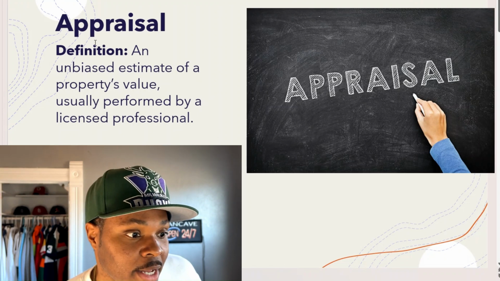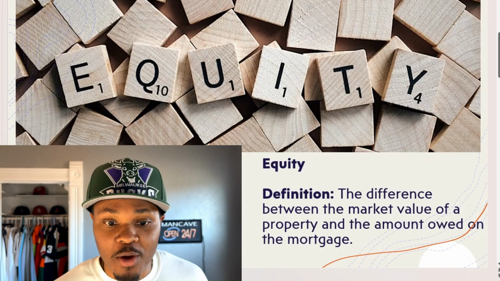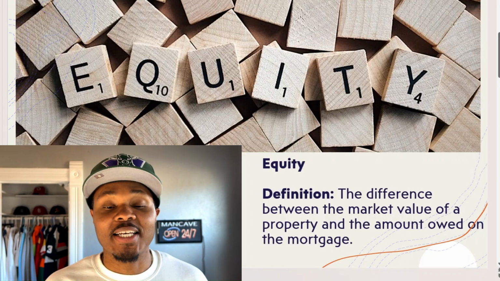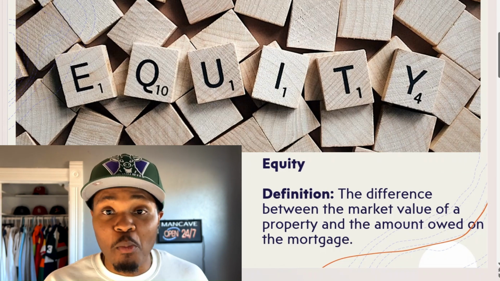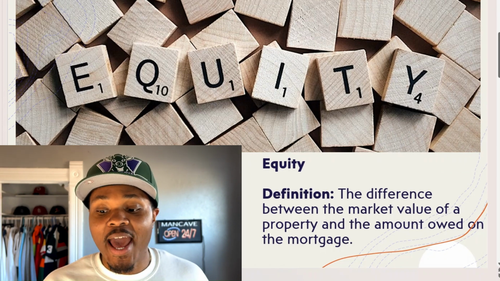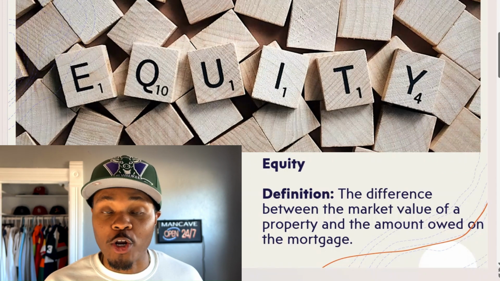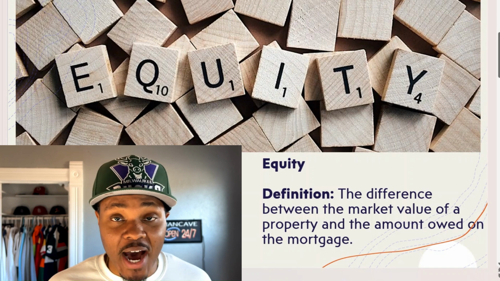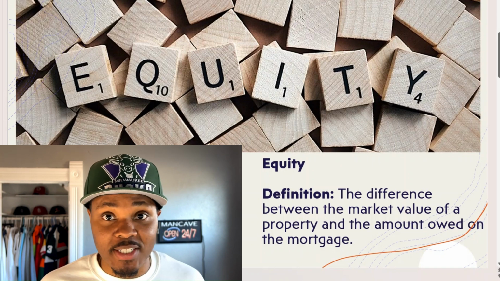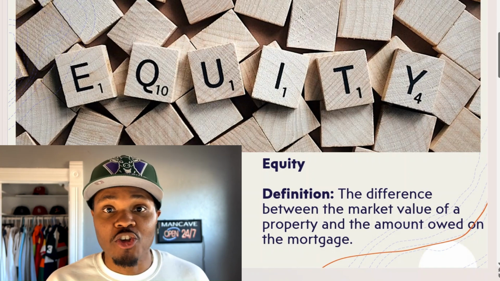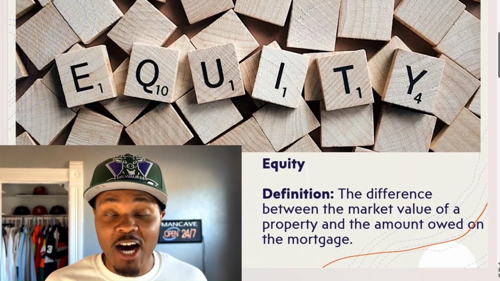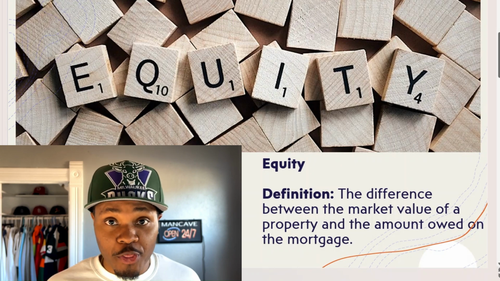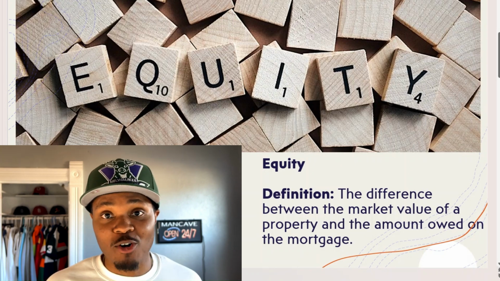The next word will be equity. What is equity? The definition of equity is the difference between the market value of a house and the amount you owe on a mortgage. So the market value of the house might be $100,000. And let's say you bought the house for $50,000. That means you have $50,000 worth of equity in this house.